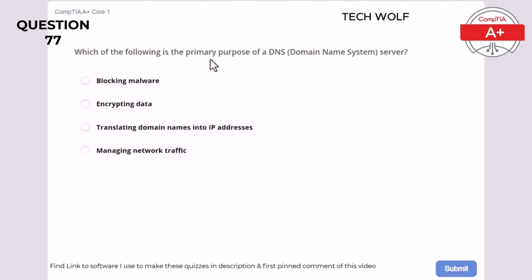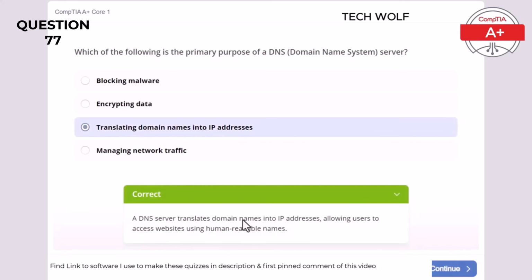Which of the following is the primary purpose of a DNS, Domain Name System, server? Blocking malware, encrypting data, translating domain names into IP addresses, or managing network traffic. And here the correct answer is translating domain names into IP addresses. A DNS server translates domain names into IP addresses, allowing users to access websites using human-readable names.